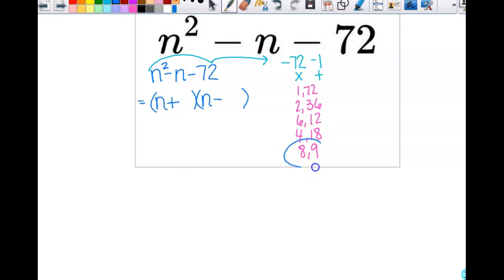8 and 9. Here are my numbers. Which one's positive, 8 or 9? 8, because I need it to be negative, and there it is. Don't just stare at it, just write stuff down. And if you just start writing things down, it'll probably be right in front of your face. Okay, we good? Questions? Okay, you got one more you're going to do on your own. You're going to do the next one on your own.